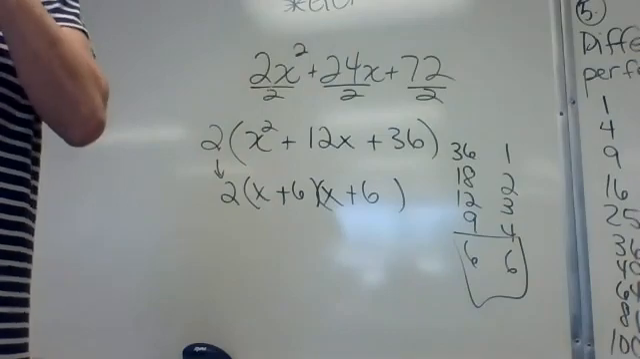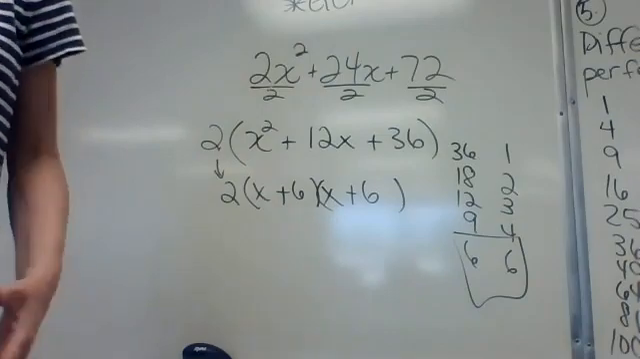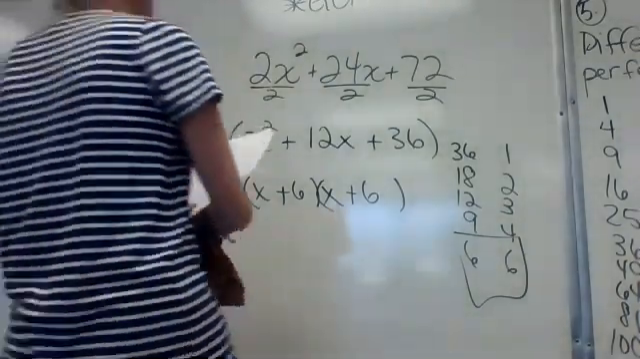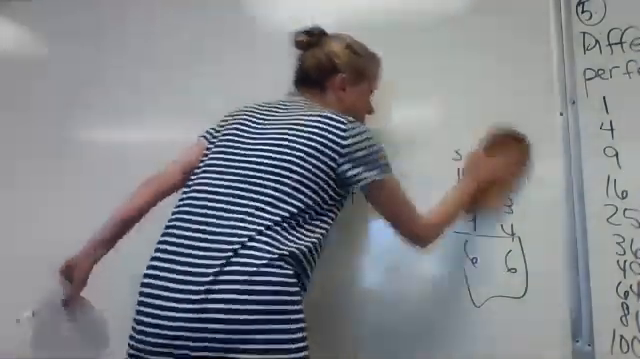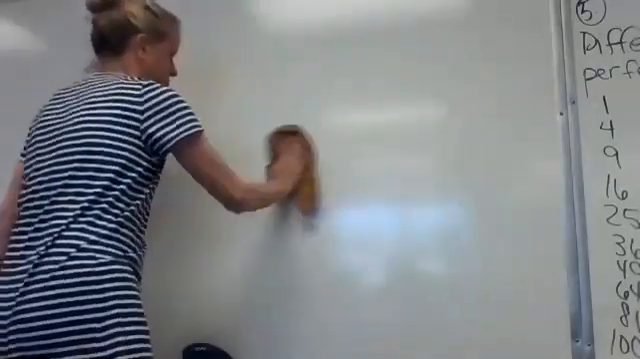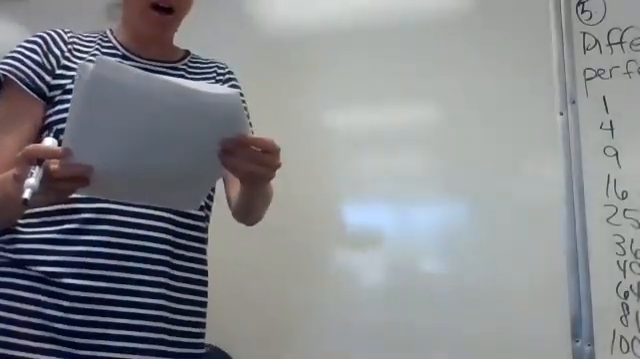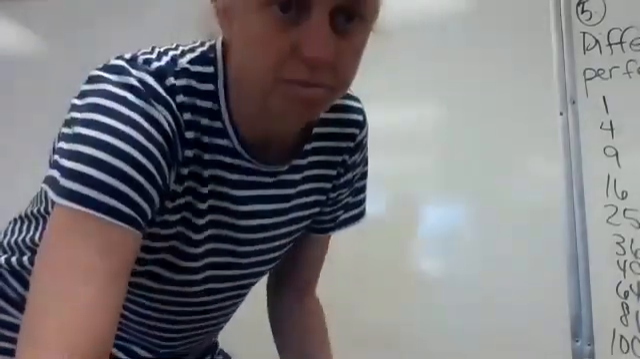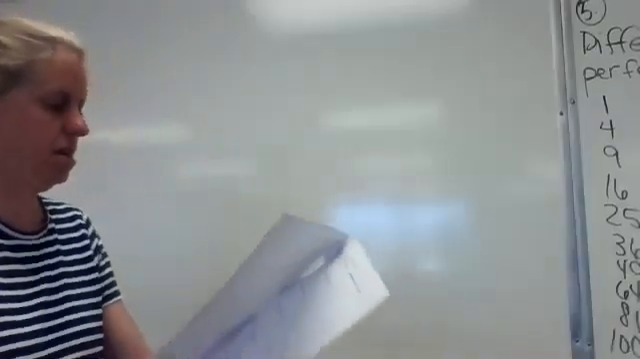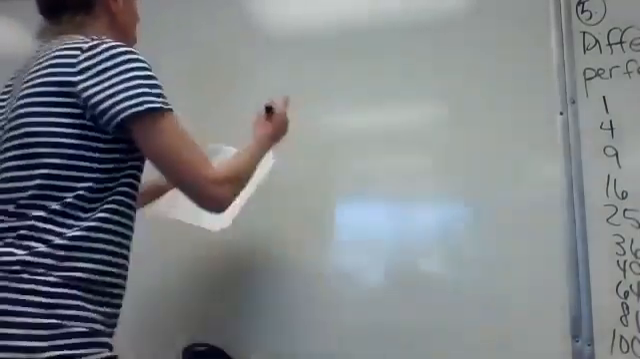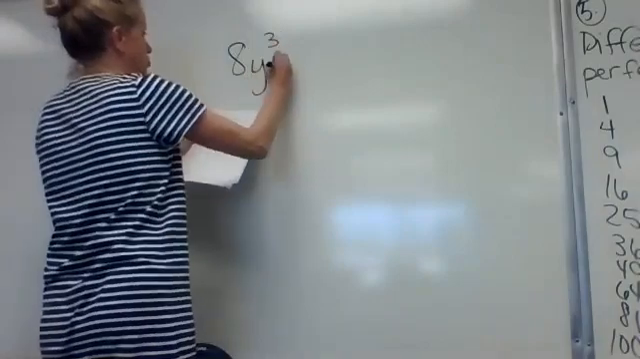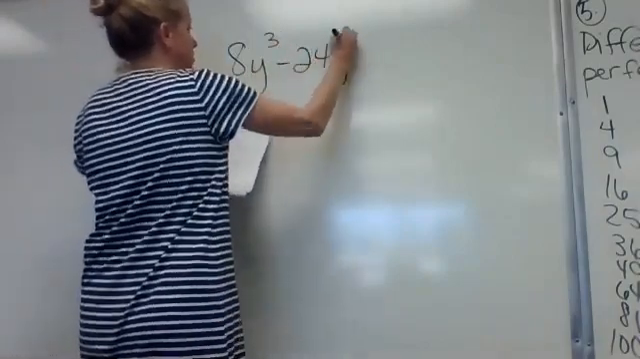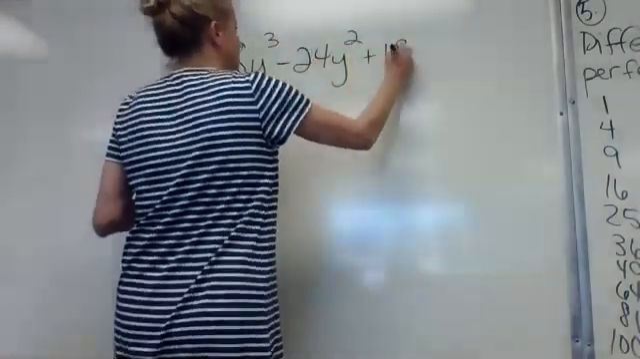Right, number 12. All right, we're going to do 12. We've got 8y to the third minus 24y squared plus 18y.